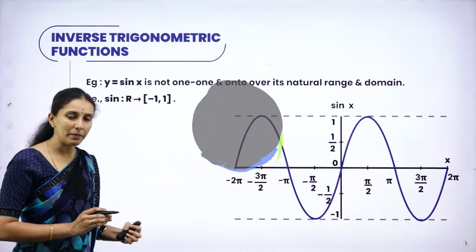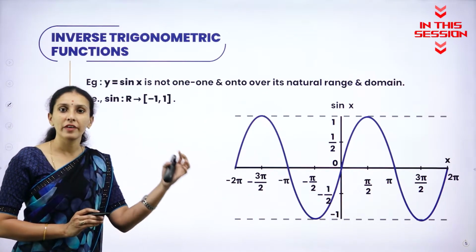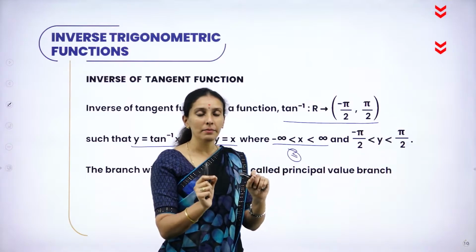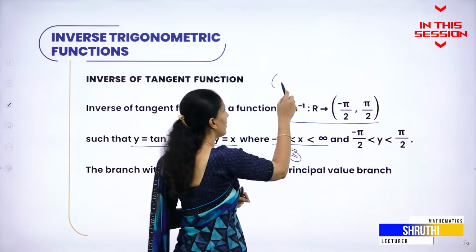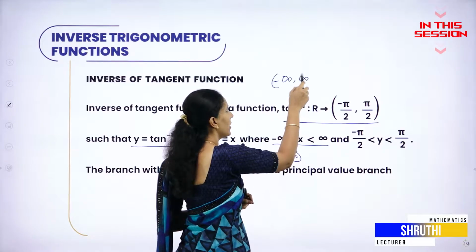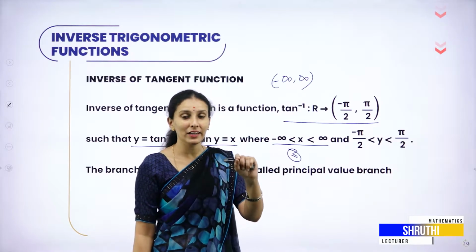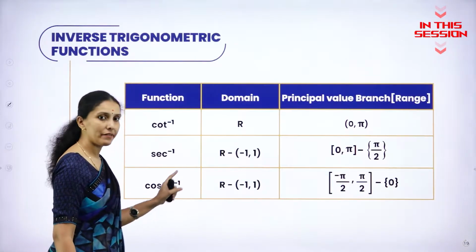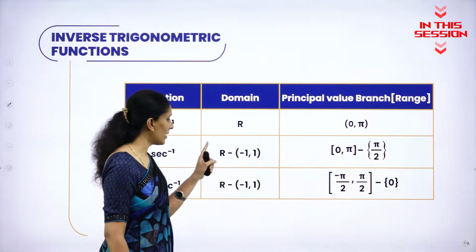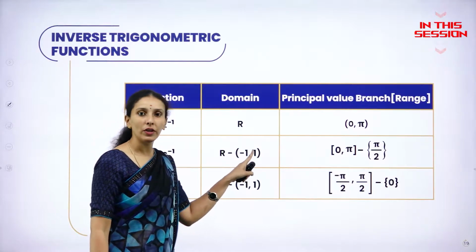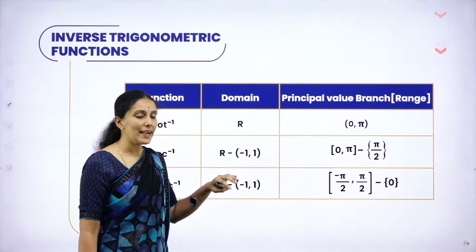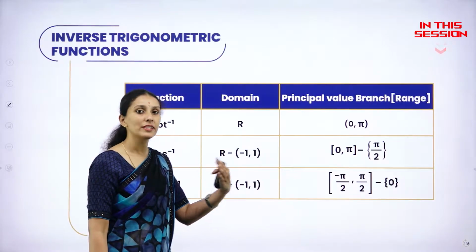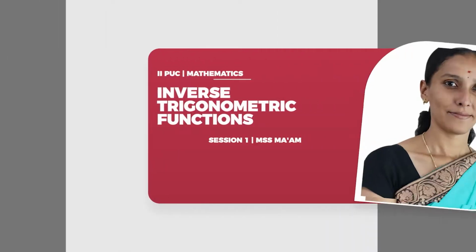For all the elements in the domain, it should have different elements or different images in the codomain. Real numbers is always written in the form of minus infinity, comma infinity. This is how we write the interval form of real numbers. And secant inverse, cosecant inverse have the same domain, that is R minus (minus 1, comma 1). So that is, x can take the values less than minus 1 or x can take the values greater than 1.